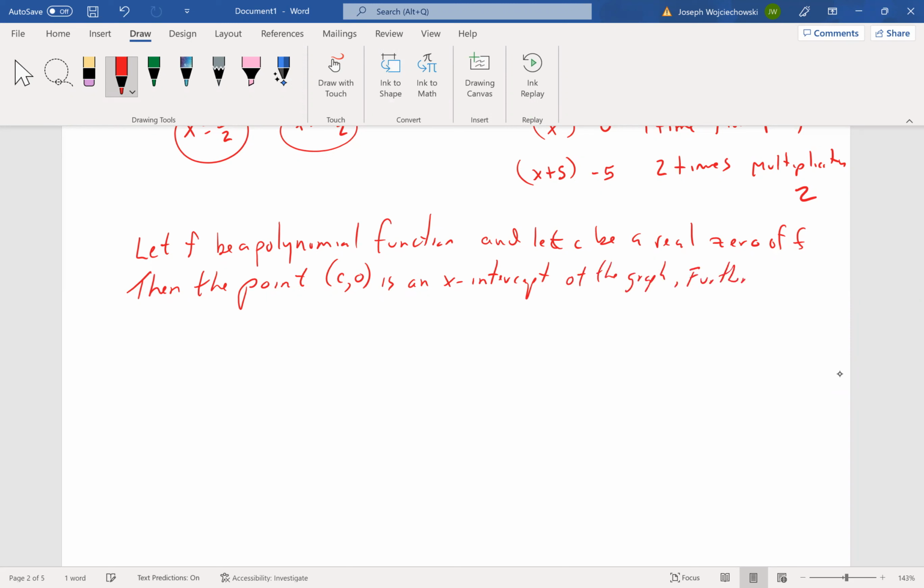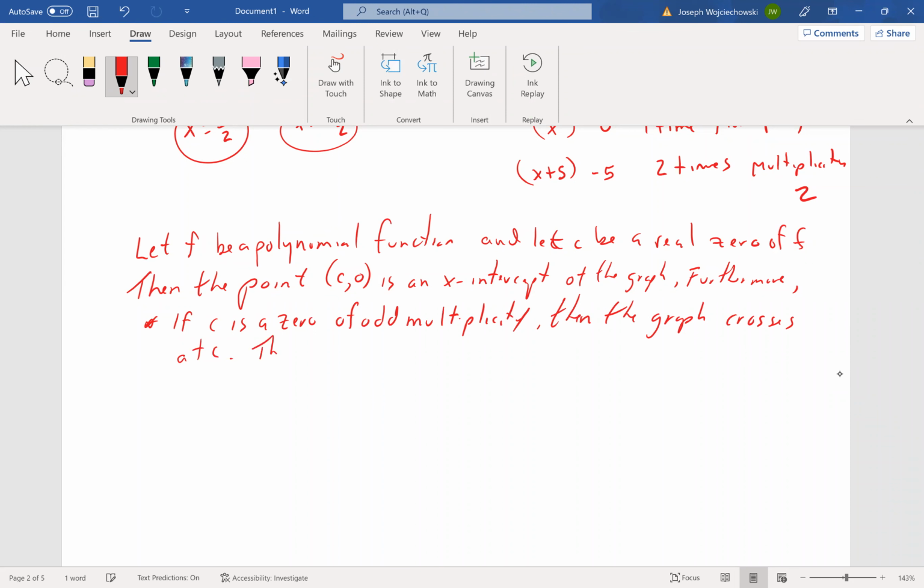Furthermore, if c is a zero of odd multiplicity, then the graph crosses at c. So the point (c, 0) is a cross point.